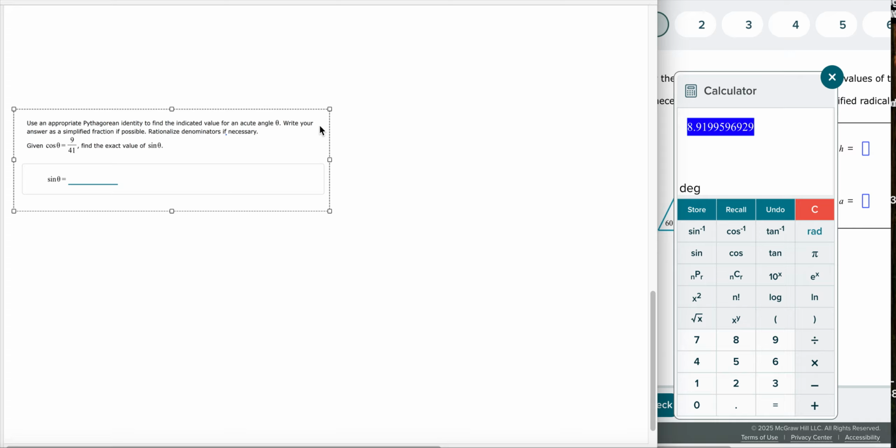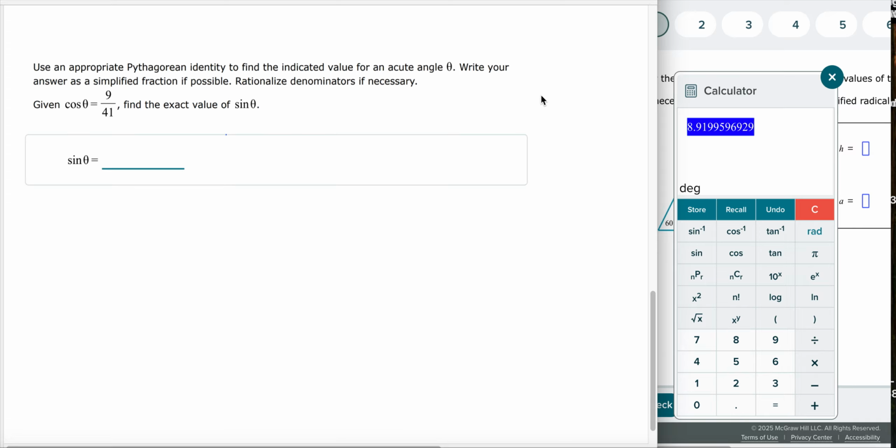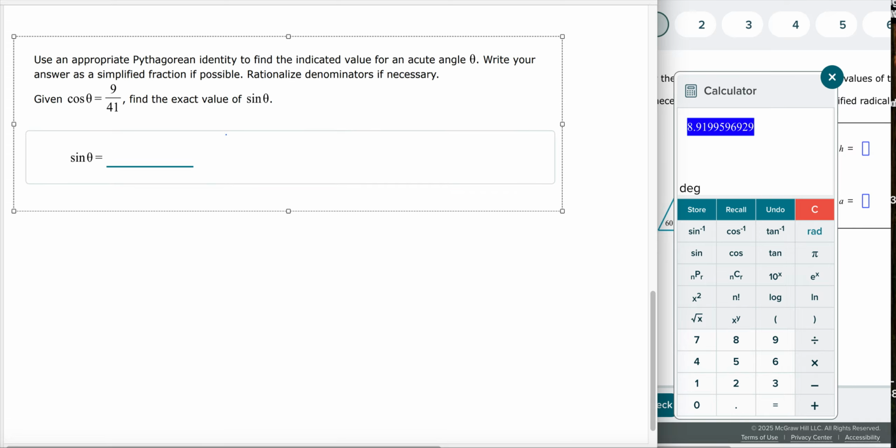Okay, let's take a look at one more example. Let me make this a little bit bigger. It says use the appropriate Pythagorean identity to find the indicated value for the acute angle theta, and then write your answer as a simplified fraction if possible, and also rationalize denominators.